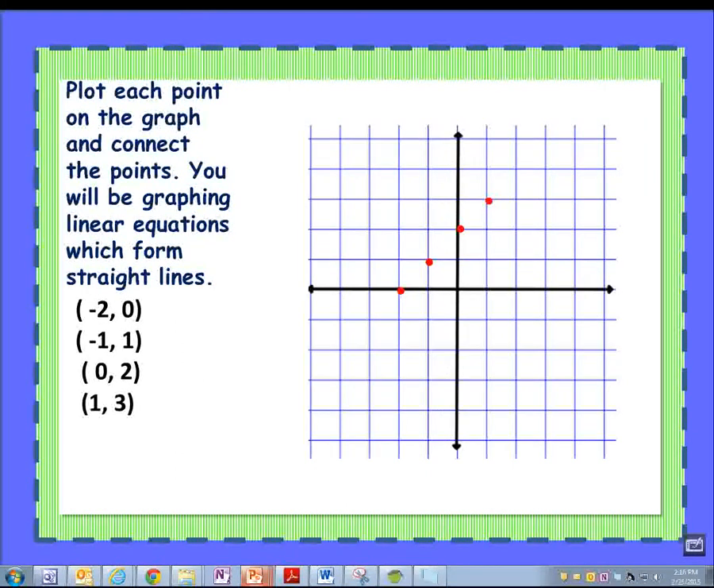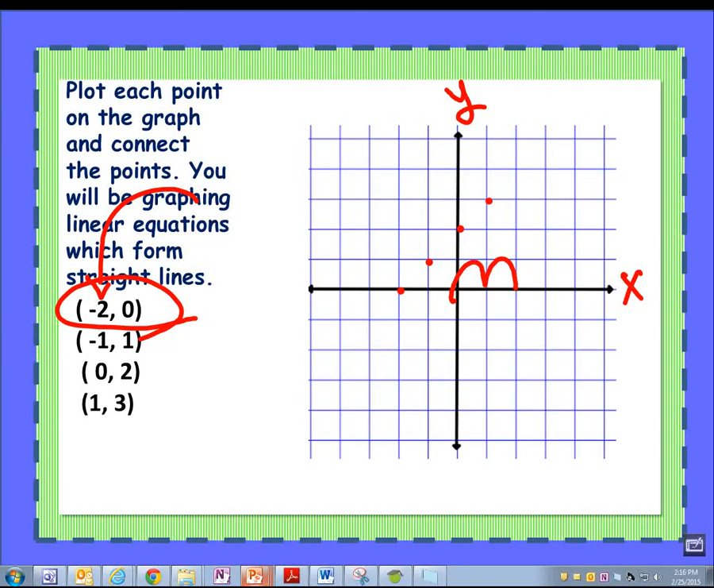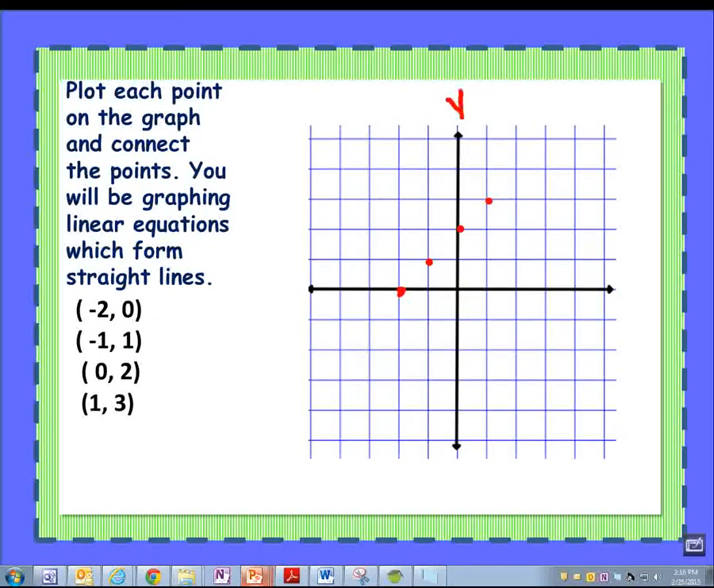So for the first one, which is 2, 0, which comes first? Does the 2 relate to the x or the y? Think of the alphabet. Which is first? It's the x. So I'm going to go right here to the 2. And then it doesn't have anything for the y. If it had a positive y, I go up here. If it had a negative y, down here. Ooh, you're right, it's a negative 2. So I'm going to go right here, and there's my first point.